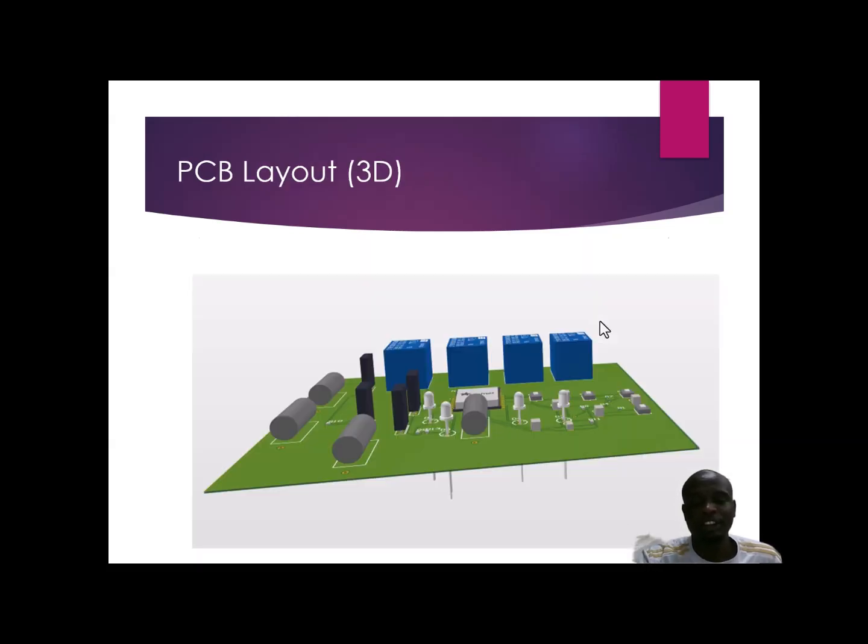We have here a 3D layout of the PCB. Here the blue components represent the relays. The black components represent the transistors. Here are the resistors. Those are the LEDs. This is the Wi-Fi module, and here are the switches and capacitors.